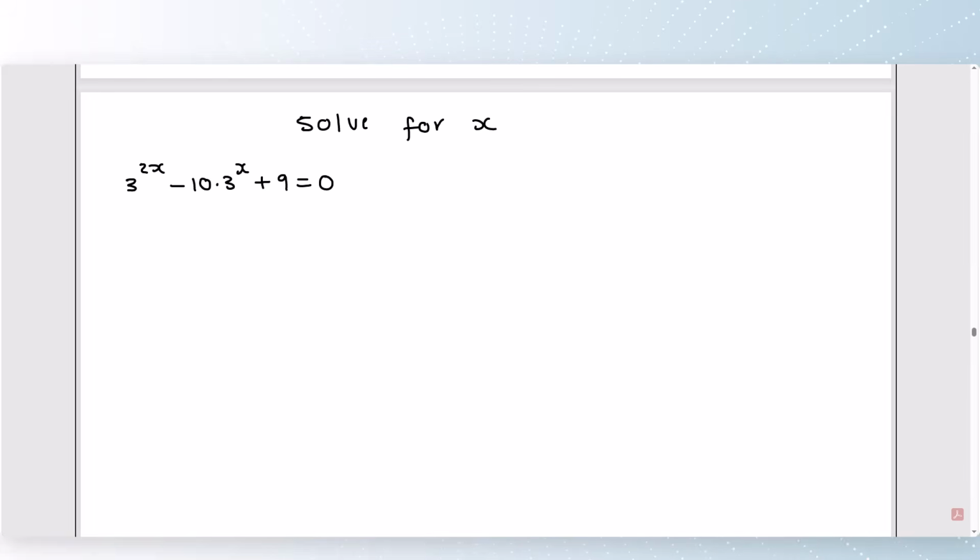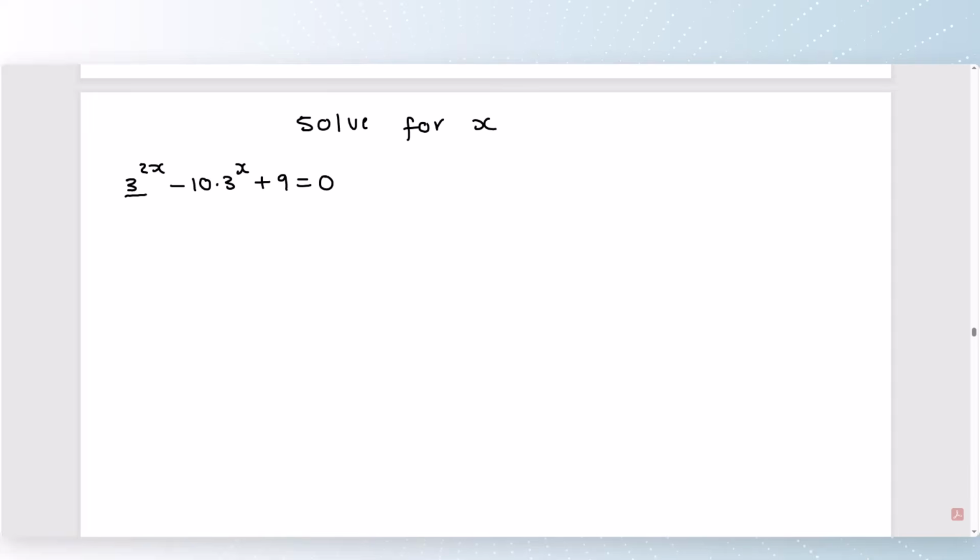We are still solving for x, but this time when you look at the problem given to us, we can see that there's something similar here. We have 3 with an exponent of x, we have 3 with an exponent of x, but the first part here, the x has a number in front of it, which is a 2. 99% of the time it is going to be 2. When you have a situation like this, think of substitution.